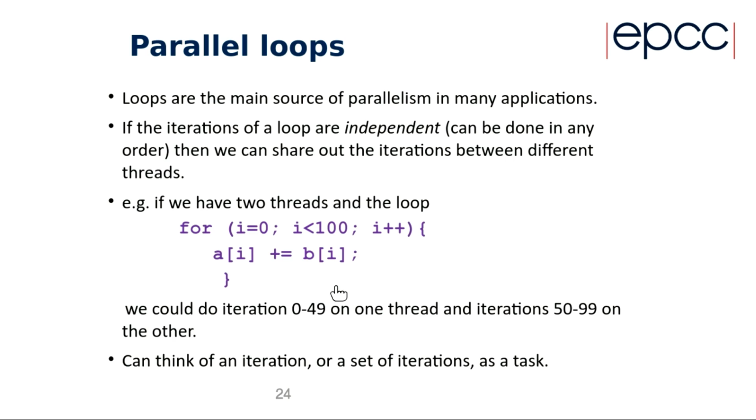In practice, you would need something of the order of 100,000 iterations in order to make this worthwhile splitting up between threads. So what's the task here? Well, if you like, you can think of a single iteration, a single addition, as a task, or maybe a set of iterations. You can maybe think of groups of 50 iterations as a task here. And that's what's being assigned to different threads.